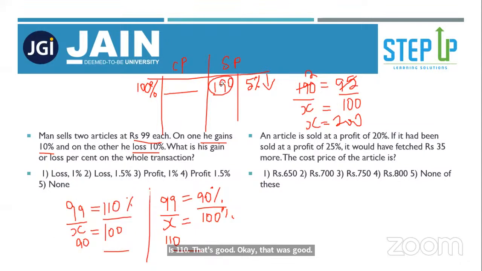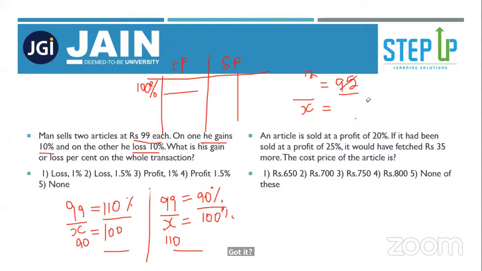I'm writing it over here on the top, on the box. Got it? I hope you're clear with the concept. 110, not just 11. 110 into 10, if not multiplied.